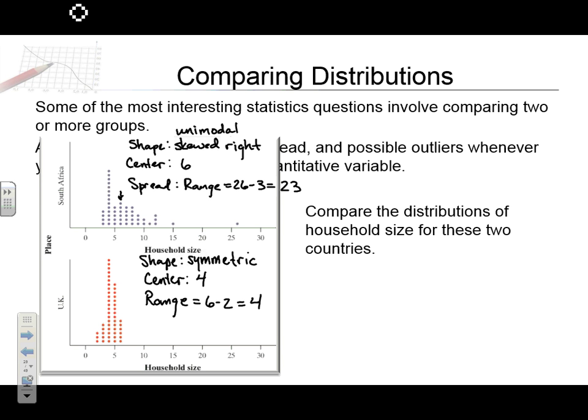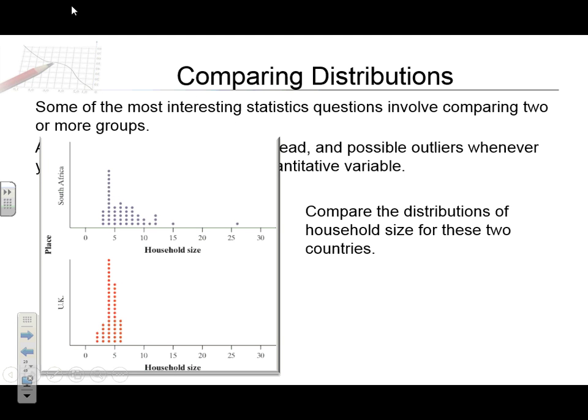So those are the kinds of things that you would be asked to do. It's just comment. How do the shape, center, and spread differ, or how are they the same or similar between 2 groups of individuals? Okay with that? Okay.